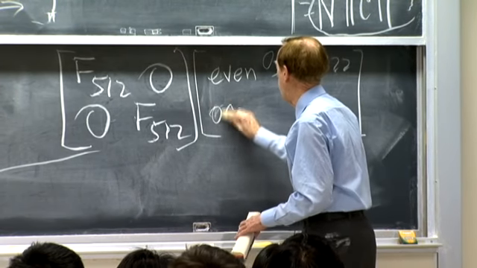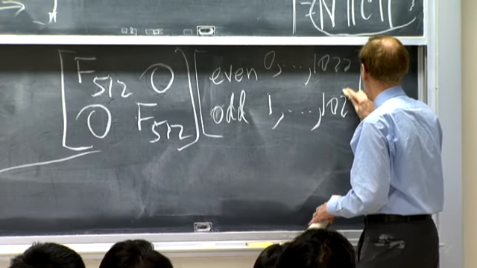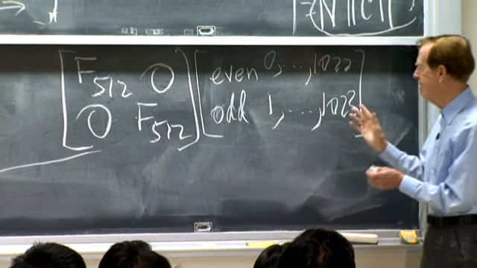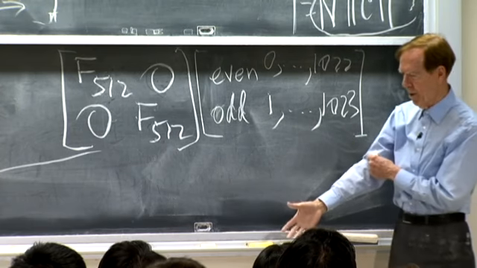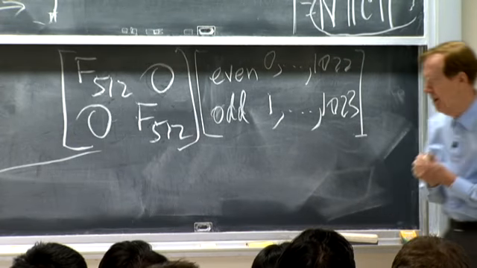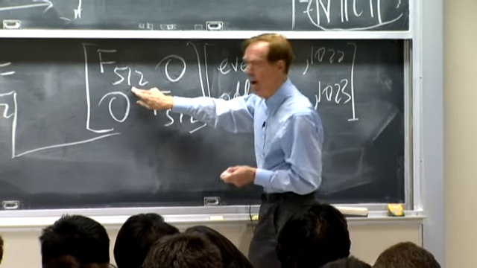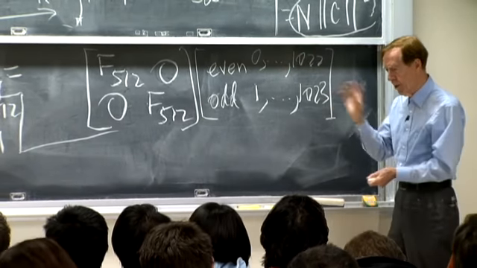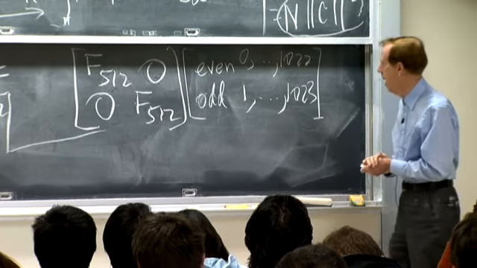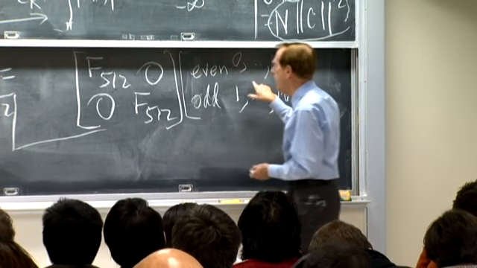And then come all the odd guys, 1 up to 1023. So this is a permutation, a simple permutation. Just take your 1024 numbers, pick out the even ones, put them on top, right? In other words, put them on top where 512 is going to act on it. Put the odd ones at the bottom, the last 512, that guy will act on that.